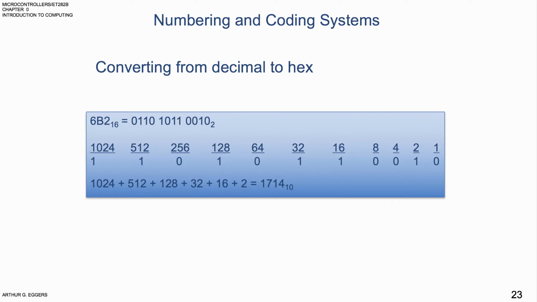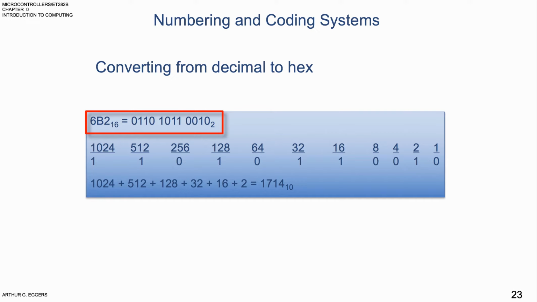We have the hex number 6B2, base 16, and we want to look at converting that to a decimal equivalent. And we can see that using the rule where we take the values of hex and convert them to the values in binary, we can chunk it up and get our weighted values very quickly to determine the decimal value.